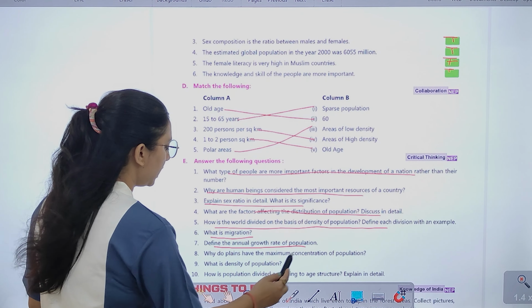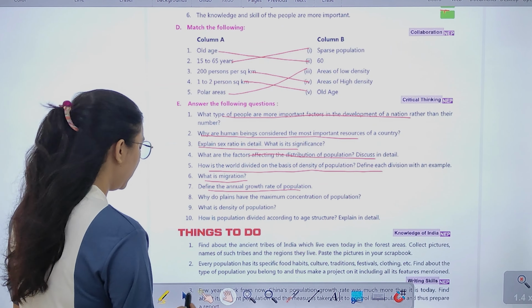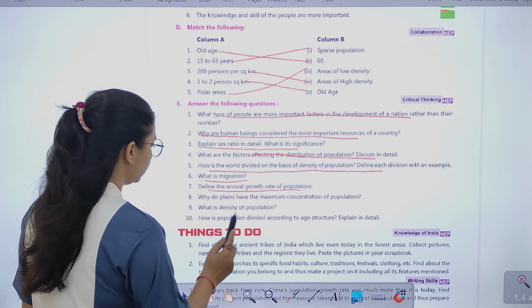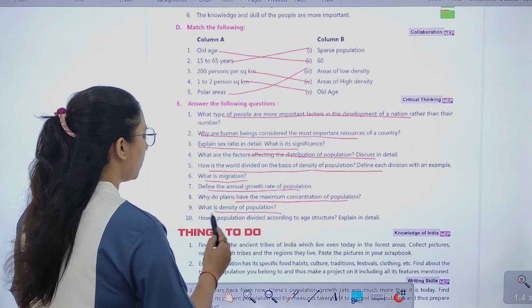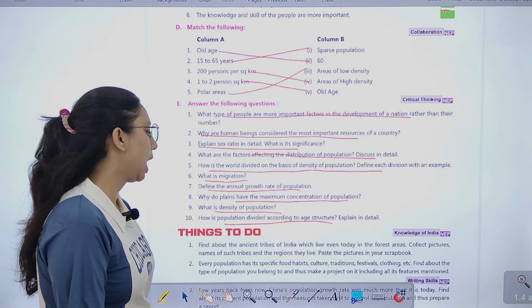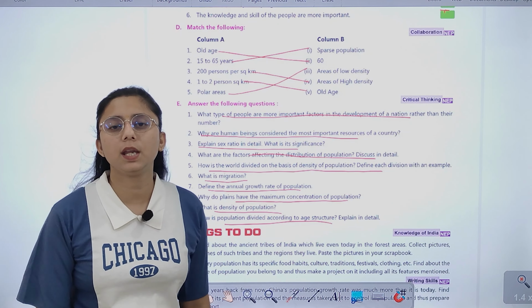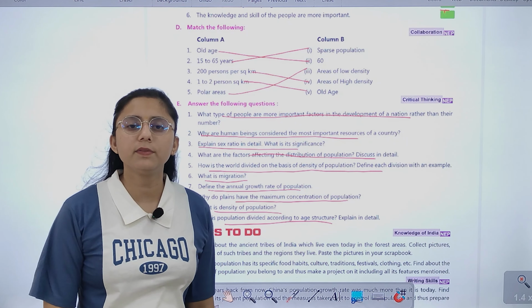What is migration? Define annual growth rate. Why do plains have maximum concentration of population? What is density of population? How is population divided according to the age structure? Right, this is all in this chapter.